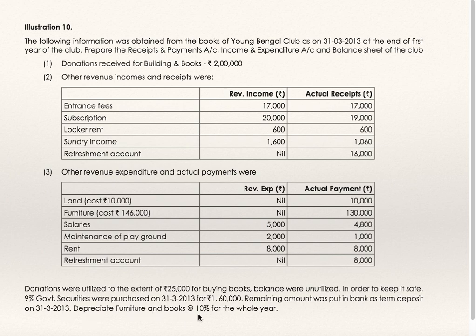Depreciate furniture and books at 10% for the whole year. On furniture and books, depreciation is to be provided at the rate of 10%. 2 lakhs donation is received and it has been used in this manner. I will show you how it is to be shown in the receipt payment account and balance sheet.